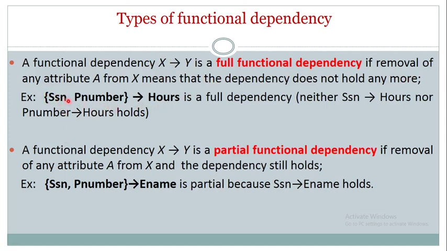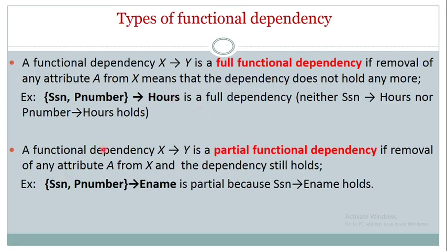dependency. SSN, project number determines hours. So here, even if I remove any of the attributes, I cannot determine hours. To determine hours, I need both these attributes, SSN and project number. So it is called a fully functional dependency. If I remove any attribute from this X, the dependency does not hold anymore. In other words, I need both these attributes to determine hours. So it is called fully functional dependency.